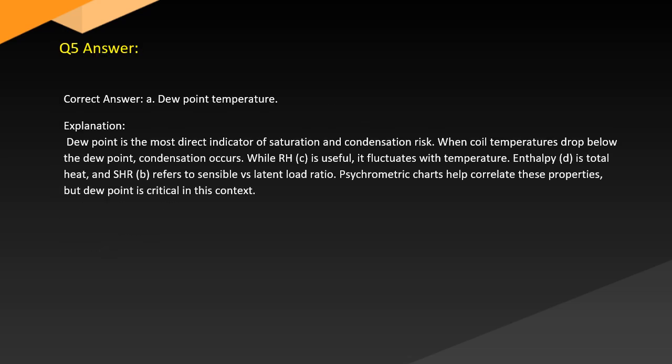Answer. Correct answer A. Dew point temperature. Explanation. Dew point is the most direct indicator of saturation and condensation risk. When coil temperatures drop below the dew point, condensation occurs. While relative humidity (C) is useful, it fluctuates with temperature. Enthalpy (D) is total heat, and SHR (B) refers to sensible versus latent load ratio. Psychrometric charts help correlate these properties, but dew point is critical in this context.